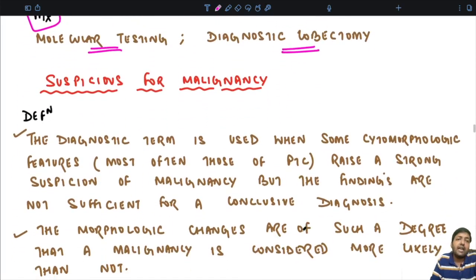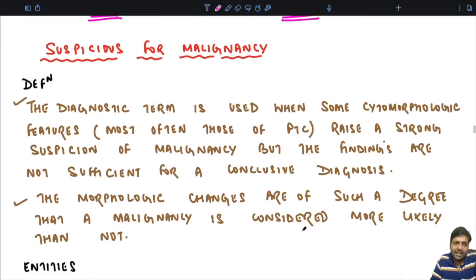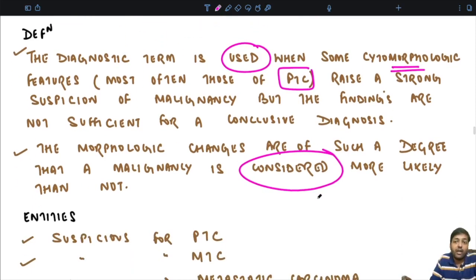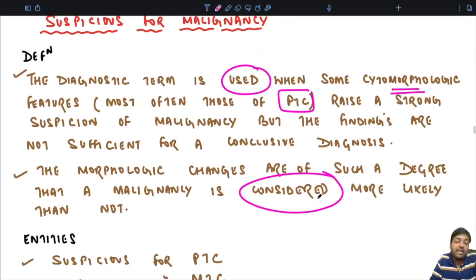The next important category is suspicious for malignancy. So what is the definition? The diagnostic term is used when some cytomorphological features, most often those of papillary thyroid carcinoma, raise a very strong suspicion of malignancy, but the findings are not sufficient for a conclusive diagnosis. The morphological changes are of such a degree that a malignancy is considered more likely than not. Okay, so this is very, very important. You should always remember the definition very clearly, and the meaning should be very clear in your answer. Then only the examiner is going to give you full marks.